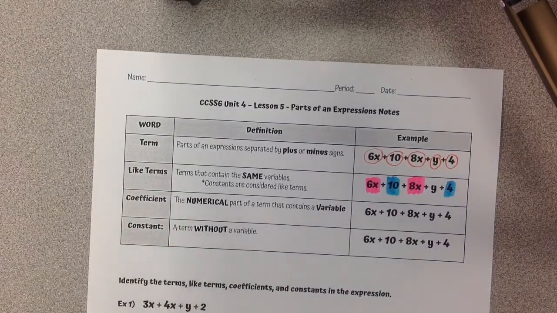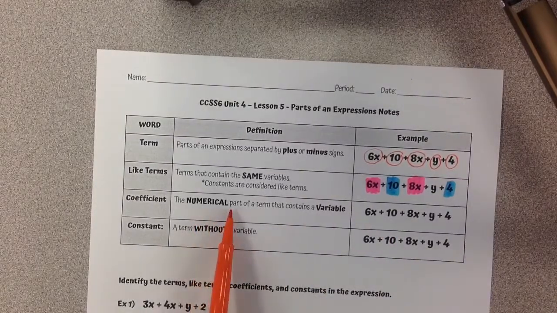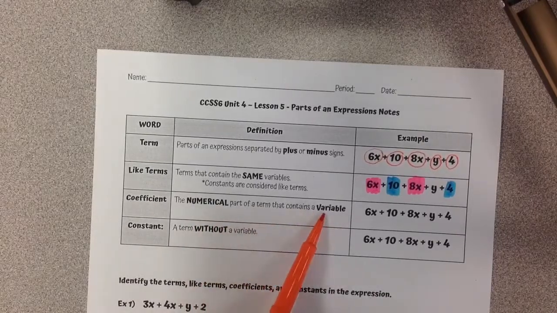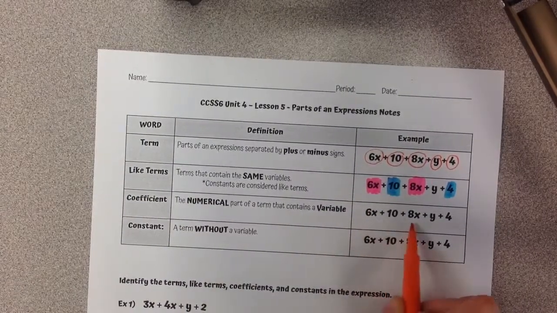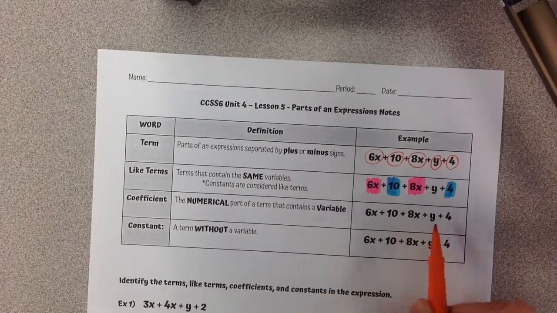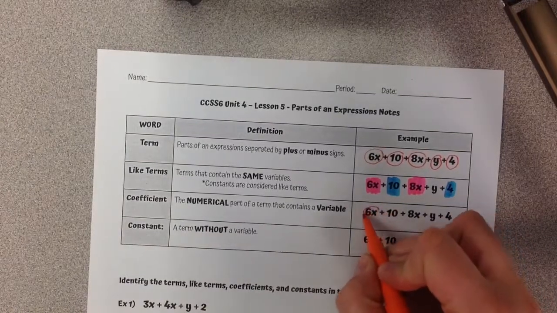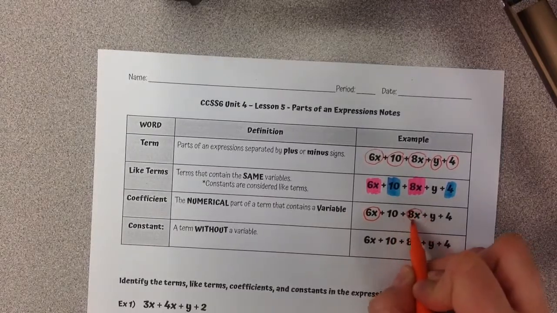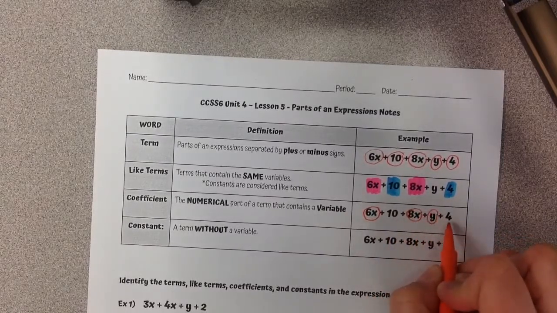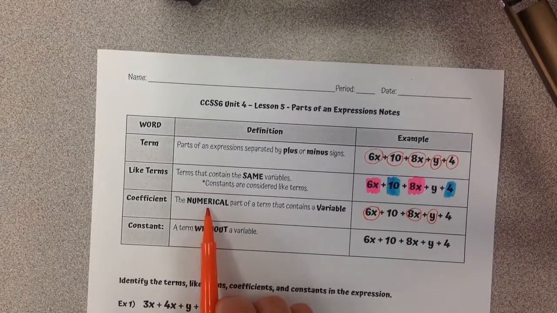Another part of an expression is a coefficient. A coefficient is the numerical part of a term that contains a variable. So if we look at our different terms, again, we have a 6x, 10, 8x, y, and 4. We're looking for any first that have a variable attached to it. So 6x would be 1. 10 would not be 1 because there's no variable. 8x has the x and y. 4, again, would not be 1 because it doesn't have a variable attached to it. So the key word here in our definition is that it's the numerical part or the number part.